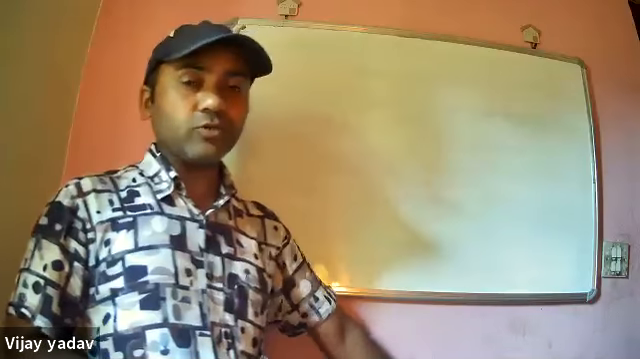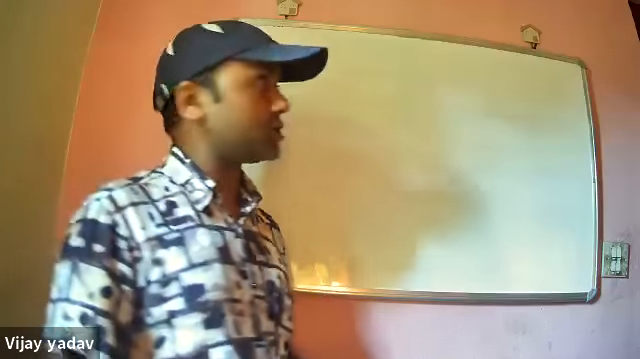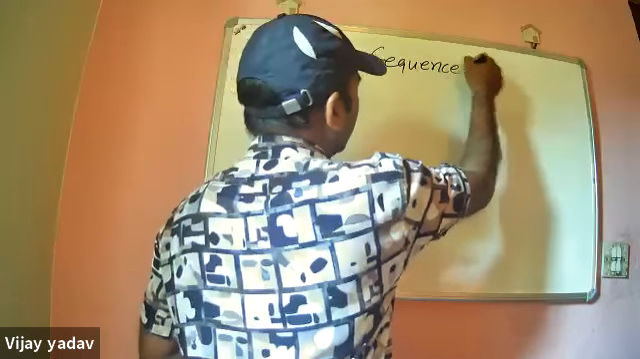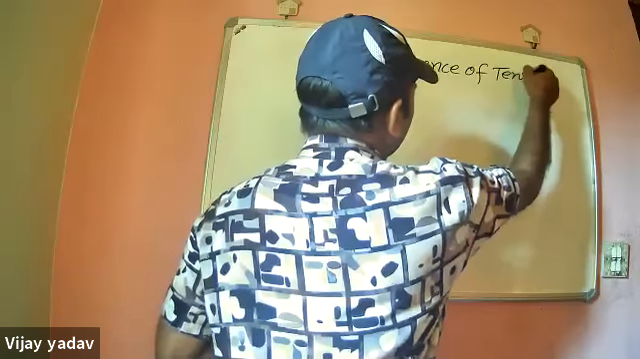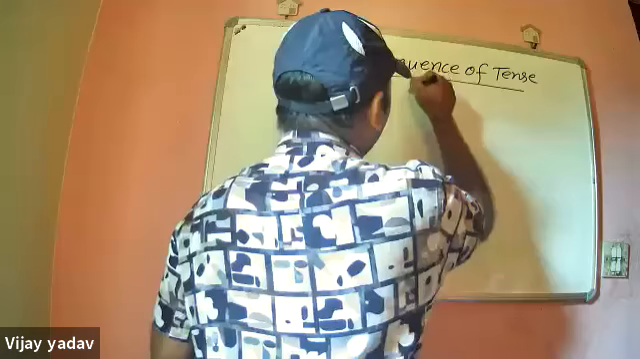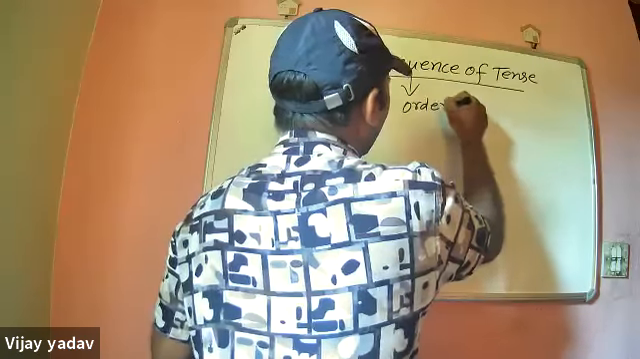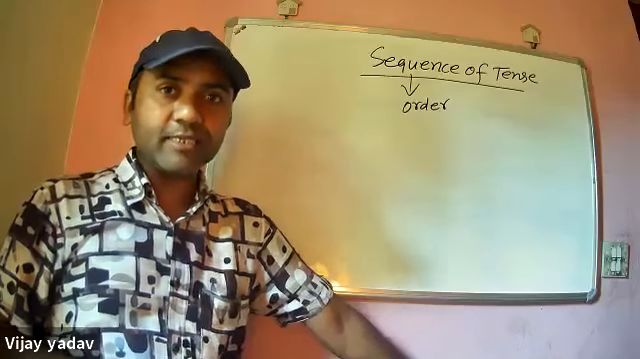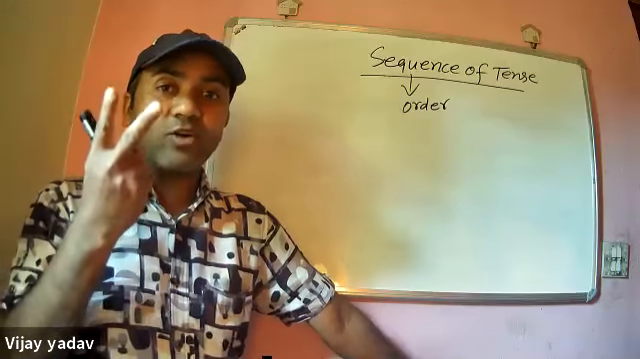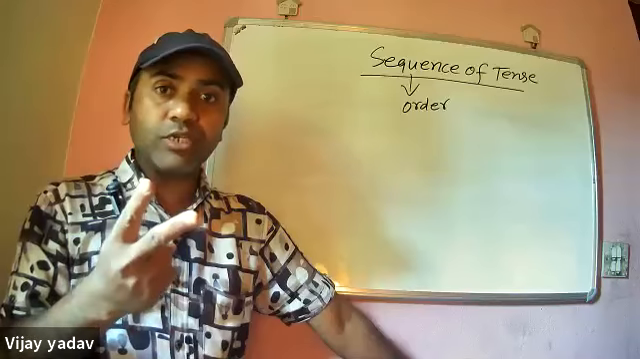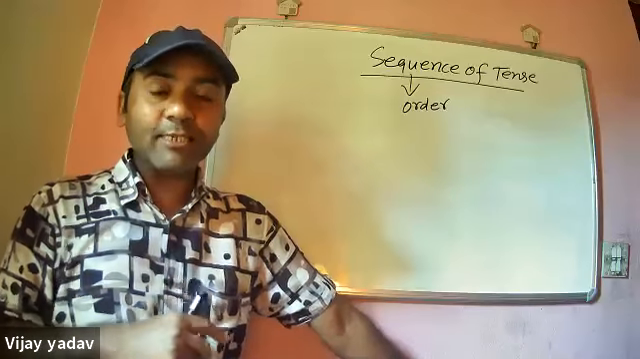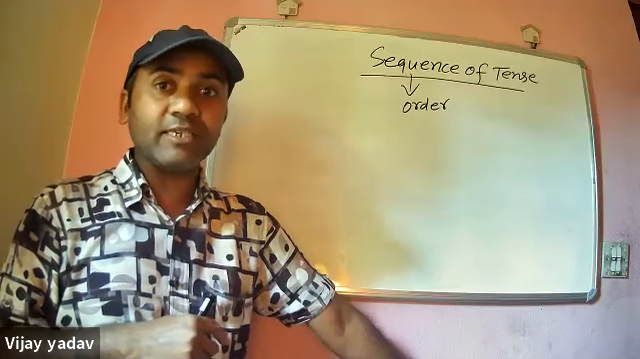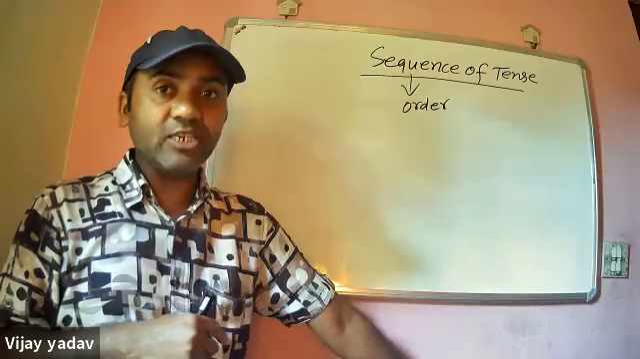Okay, today we are going to talk about sequence of tense. By sequence, we mean order of tense. It means in one sentence, there are two clauses. In those two clauses, sometimes we use the same tense, sometimes the tenses are different. So in which condition, what is the order of tense, that we study here, right?